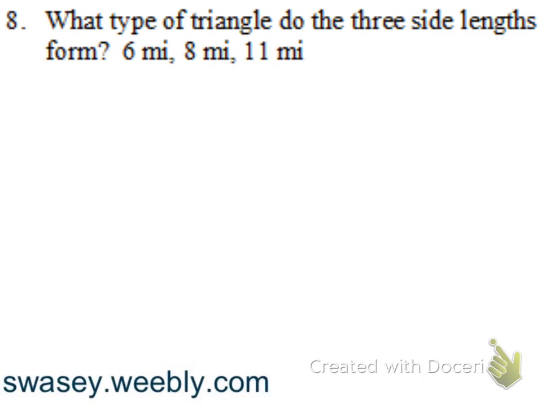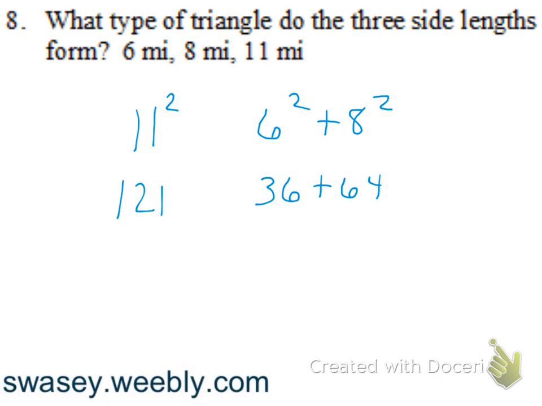Here we want to decide what type of triangle is formed by this, so our choices based on the angles would be acute, right, or obtuse. So the biggest one would be considered C. So we're comparing 11 squared with 6 squared plus 8 squared. So 11 squared is 121, 6 squared is 36, 8 squared is 64. Add those together, you get 100. And so 121 is greater than 100. So 11 squared is greater than 6 squared plus 8 squared. And so therefore it must be an obtuse triangle.